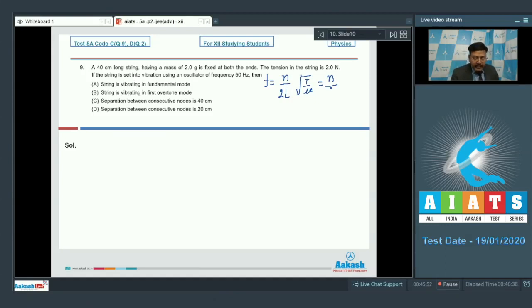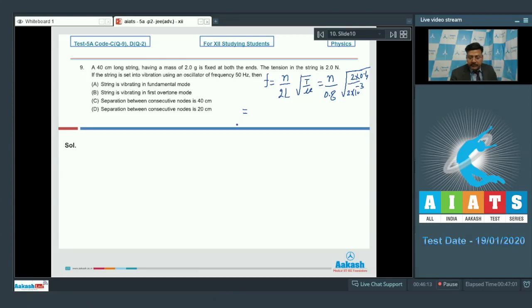So the value of L is 0.4 meter, 40 centimeters, 0.4 meter. So this is 0.8 here. And the tension is 2 Newton. Mass is 2 into 10 to the power minus 3 kg divided by again L, which is 0.4.